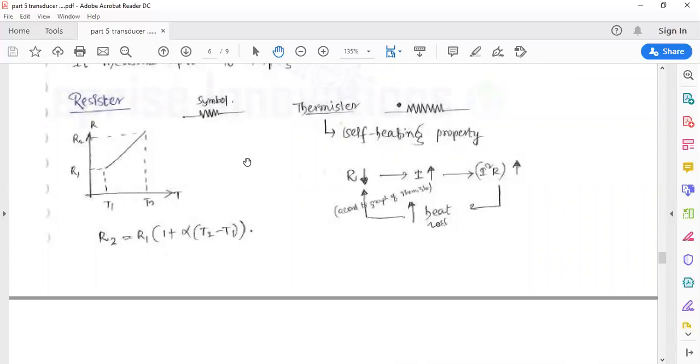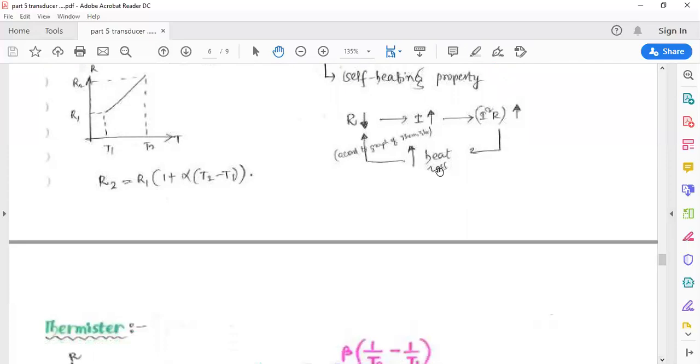Thermistor shows self-heating property. Self-heating property means as the temperature increases, let's suppose resistance decreases, as a result current will increase. Current will increase means I square R losses will increase. I square R losses produce heat. Heat will change the resistance, and resistance will decrease. As a result, current will further increase. This will further reduce the resistance. This process is called self-heating property.